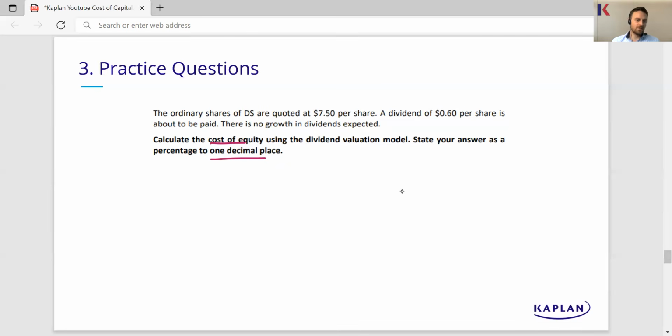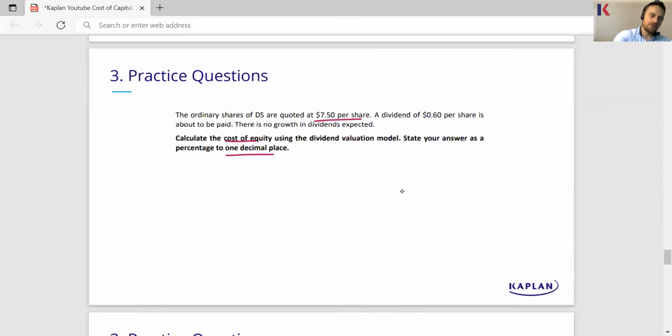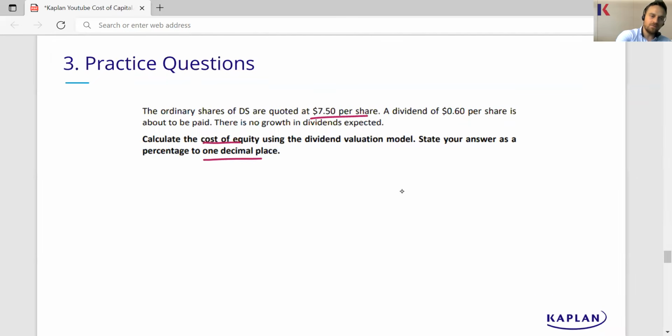So just be careful. When it says quoted at, that is going to be our share price, so that's going to be P0. But we're just going to need to be a bit careful with this. Then we've got the dividend of 60 cents, so that's our D0. And then there's no growth, so G is 0 effectively.